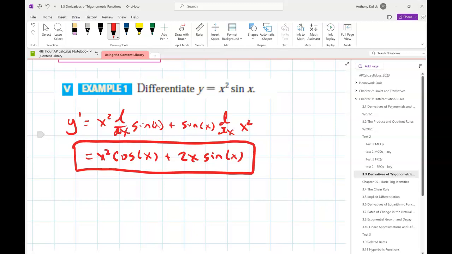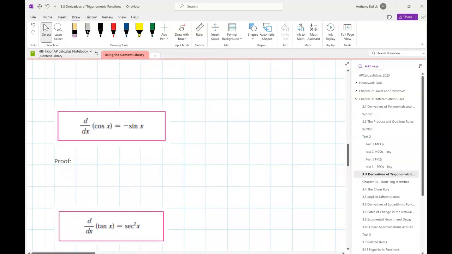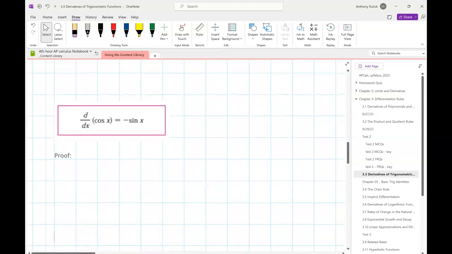So we know the derivative of sine is cosine. The natural next question is, what's the derivative of cosine? Well, the derivative of cosine is going to be negative sine. How would I prove that? The same way you just did. The same way we just did.